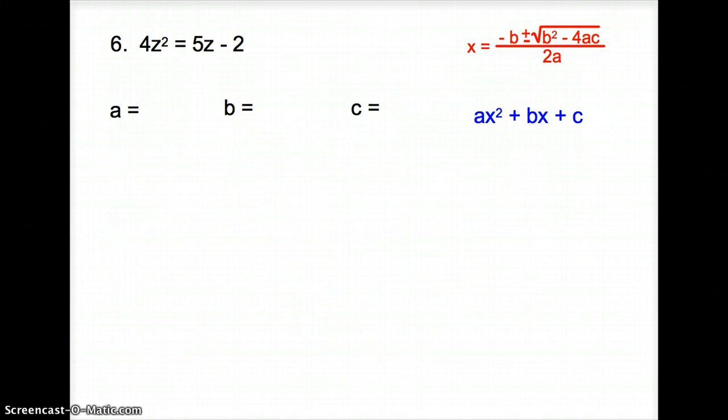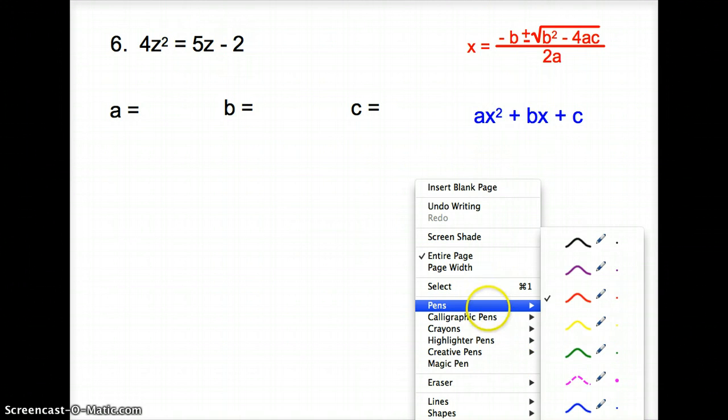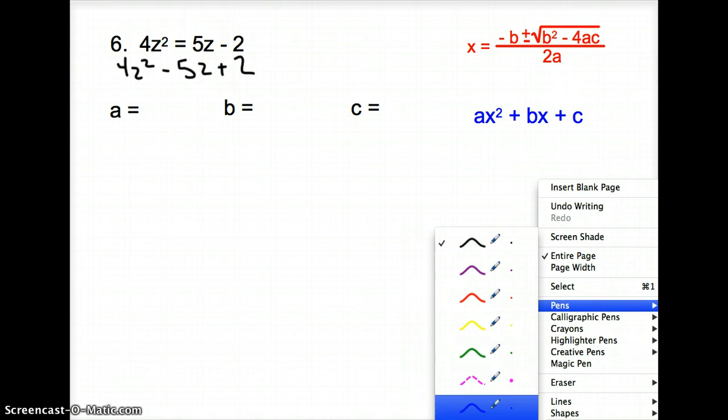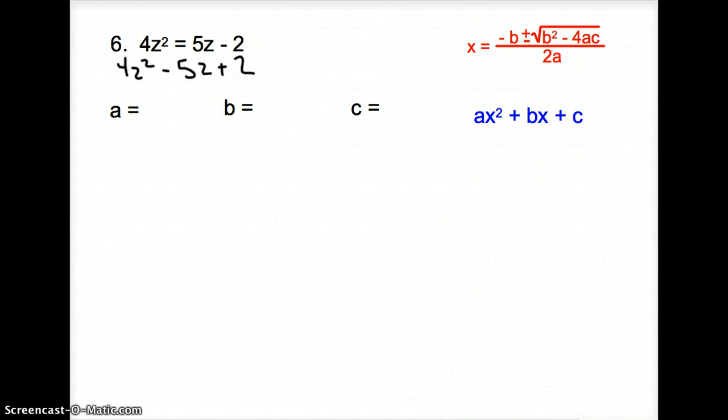And now for our last example, again, we have to rewrite this equation into a general quadratic equation. So I'm going to move these two guys over to get 4z squared minus 5z plus 2. So now our a, b, and c are, or a is 4, b is -5, c is 2.